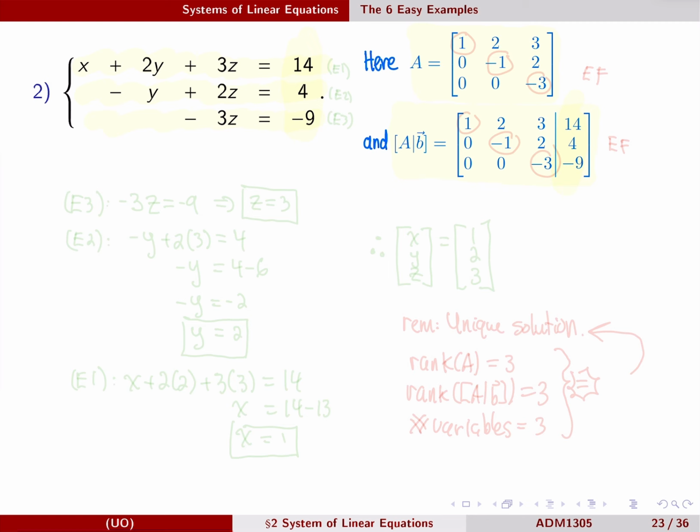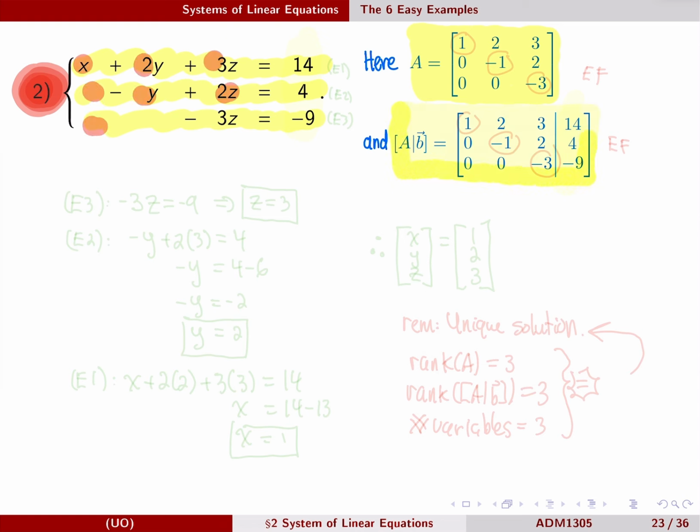Next example. So we have now a system of three equations, three unknowns: x plus 2y plus 3z is equal to 14, minus y plus 2z is equal to 4, and minus 3z is equal to minus 9. Again, the first thing you should be comfortable with is constructing the coefficient matrix of that system. So 1, 2, 3, 0, minus 1, 2, and 0, 0, minus 3.